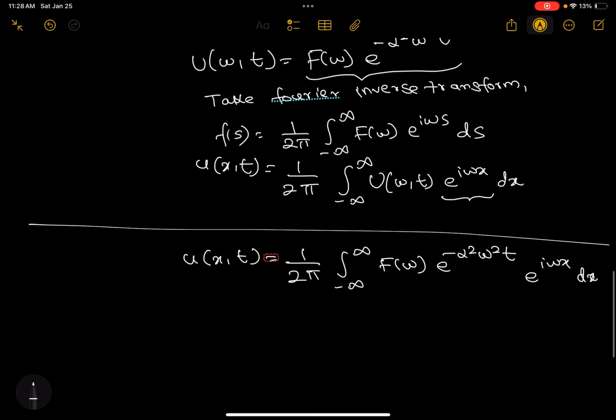Now the thing is, because I wanted to take its Fourier inverse transform, I need that function times this variable, right? And then all the things the same. So yeah, I forgot this. So that's what I was trying to say.